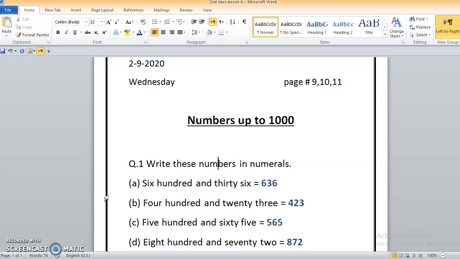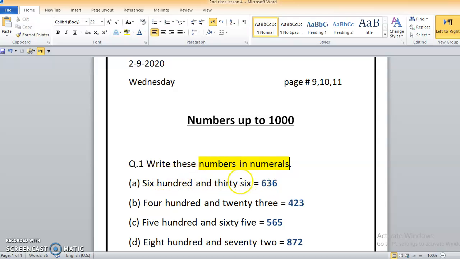The first thing that we have to do is write these numbers in numerals. You should know what the numbers and what the numerals are. Numerals means digits. These are in the words form, number names form. We have to convert them into the digit form, the numbers form.